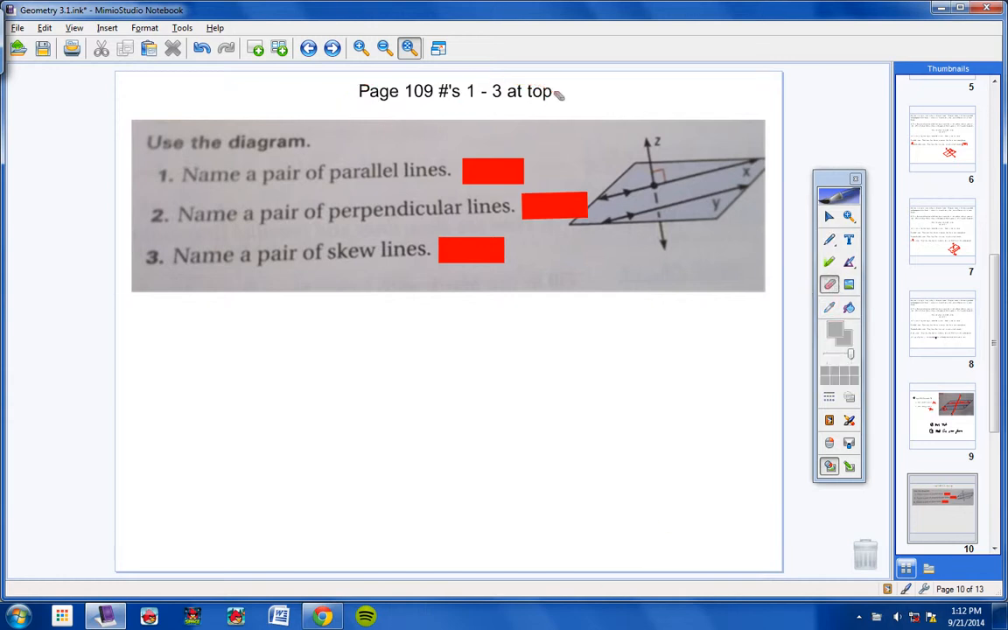Okay, students, here we go. So let's take a look at this here. Number 1 says, name a pair of parallel lines. Now remember, to have parallel lines, now listen, students, they cannot intersect, but they must lie in the same plane.